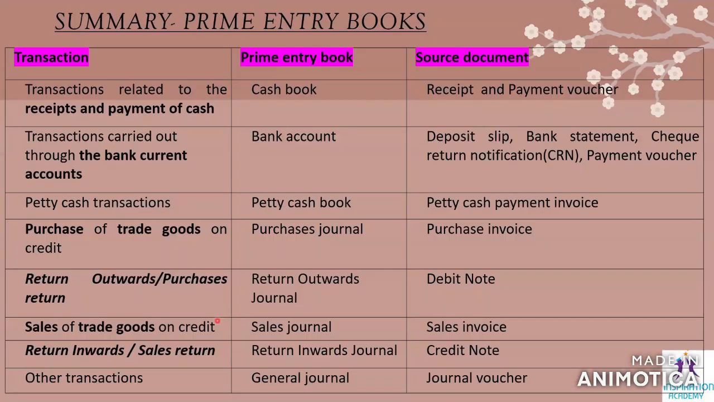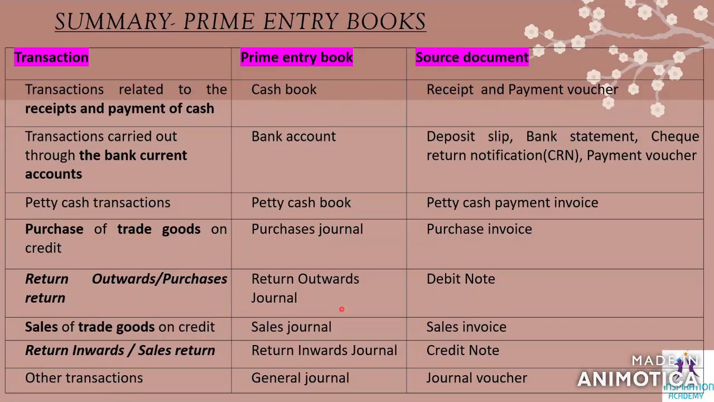You have to remember the source documents and the prime entry book with the transaction. Better to remember the return journals also. For the return inwards journal, the source document is the credit note. Other transactions we record in the general journal. Moving forward, we'll see what transactions we record in the general journal.